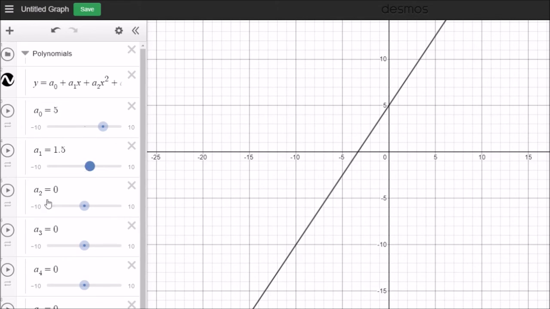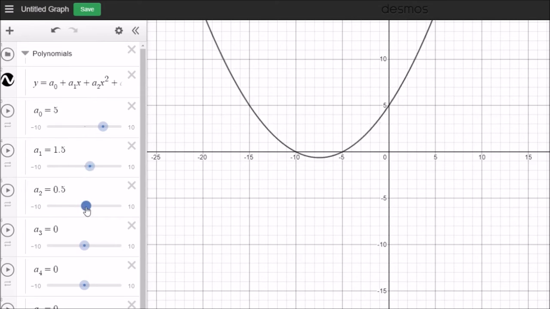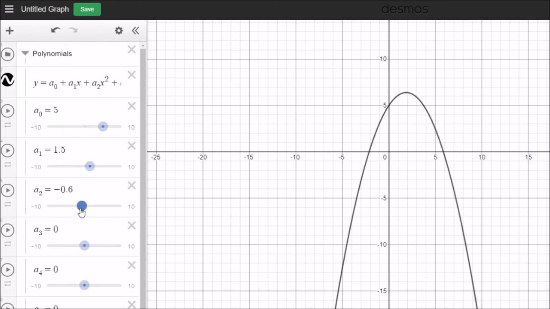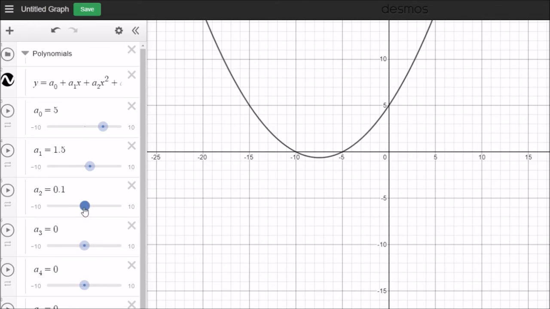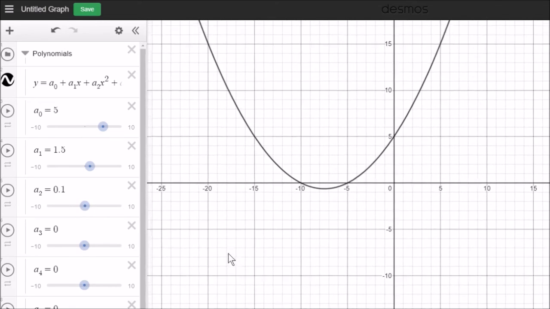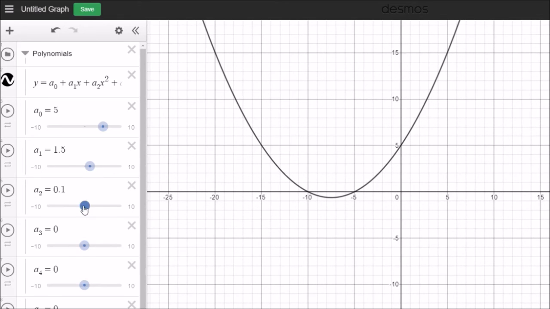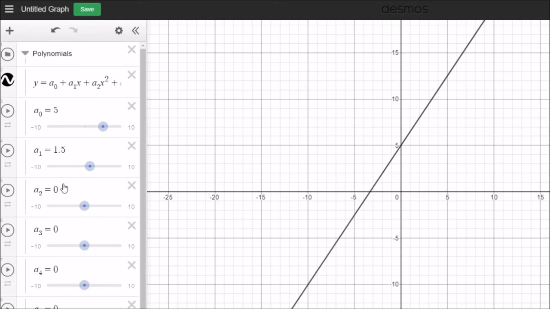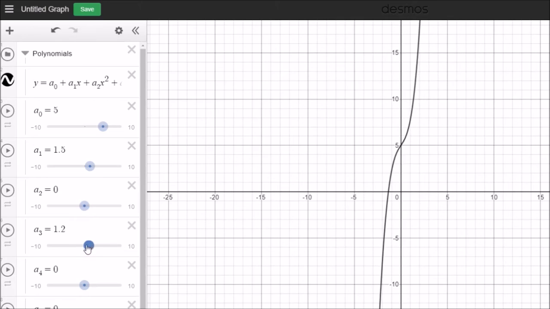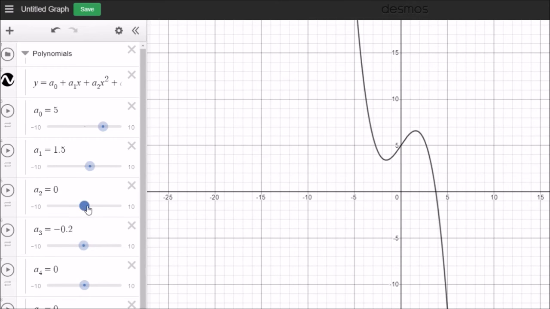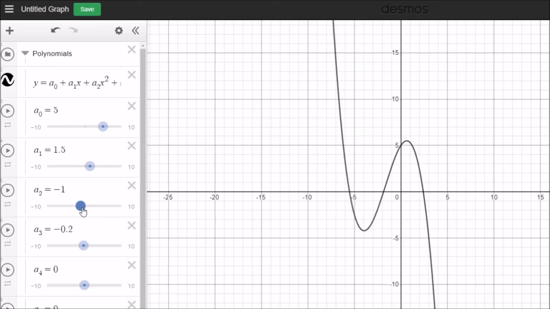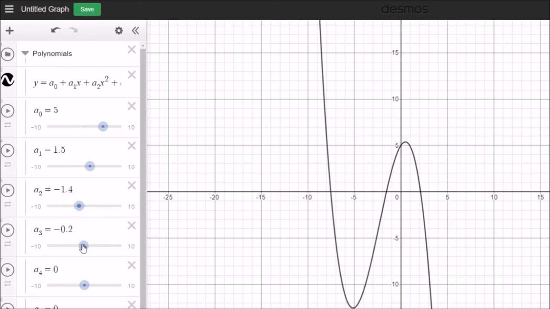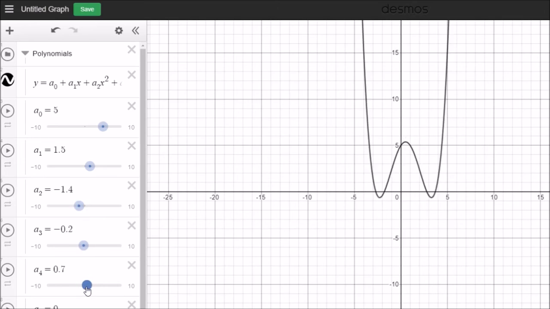Now let's see what happens when we add in the next term, the a2 x squared. You see it curving up, and we can get it to curve down. Let's add in the next term, a3. We'll also add in the previous term, so it's the a2 and the a3. You can see this shape occurring. And then we can try the a4.